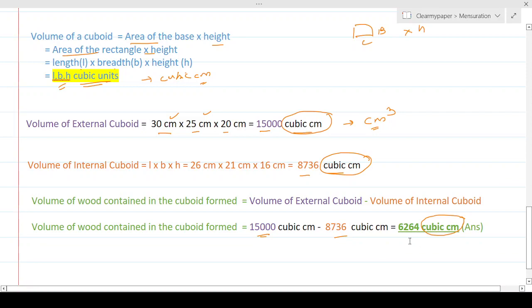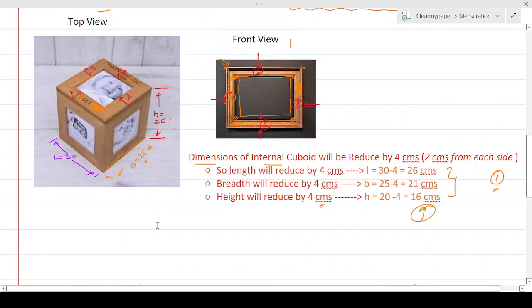And in case the interpretation is wrong, you'll still get the marks because you have calculated all the volumes. So I don't think they can deduct any marks there. So that's the whole point of solving this problem.